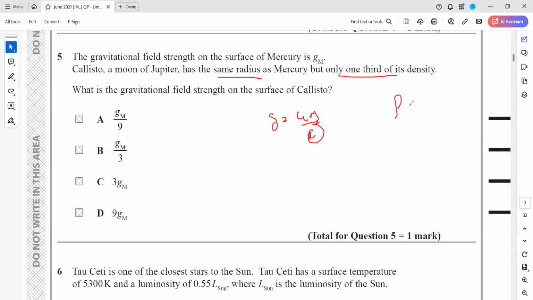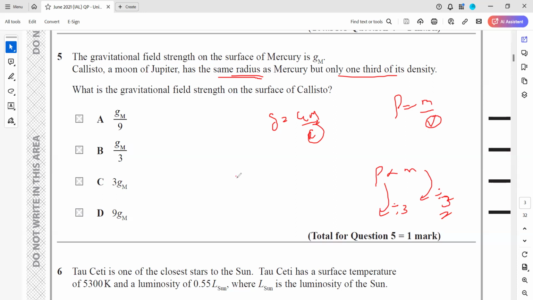But what about the density, which is mass over volume? Their volume is the same, as I mentioned, because same radius means the volume will be the same. What will the relation between density and mass be? Density and mass are directly proportional. Callisto has 1/3 the density, so if density is divided by 3, the mass should also be divided by 3.